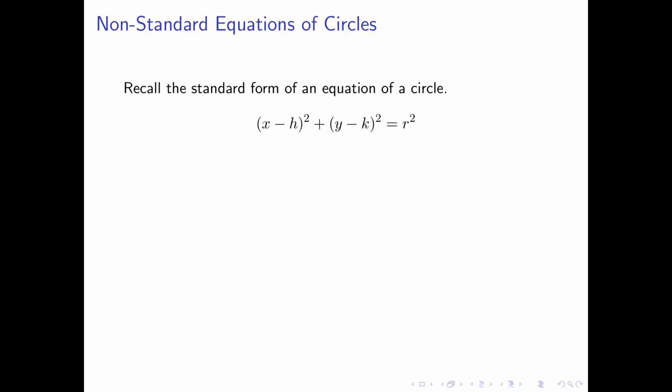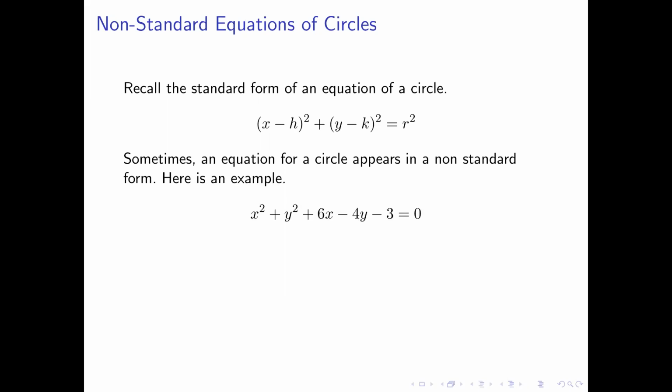It looks like this: (x minus h) squared plus (y minus k) squared equals r squared. And here, by the way, remember, h and k are the x and y coordinates of the center of the circle, and r is the radius. It can happen that an equation for a circle might appear in a non-standard form, one that doesn't look like the equation form we have here on the screen right now.